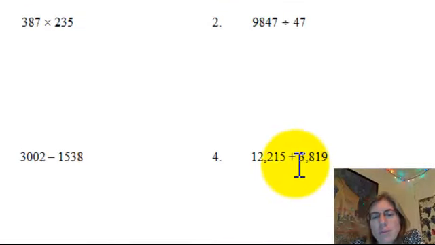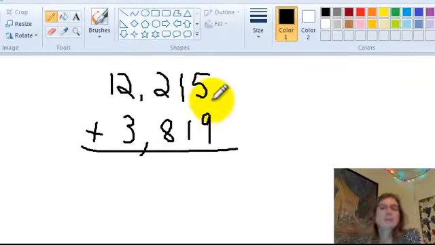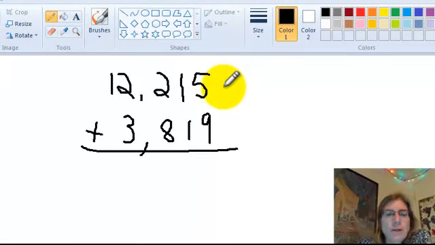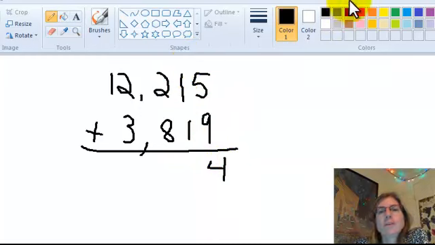12,215 plus 3,819. Okay, so this is addition with carrying. 9 plus 5 is 14. 4 in the ones place, and 1 up here, we'll carry it, so I'm going to make it red here. We'll carry that 1.